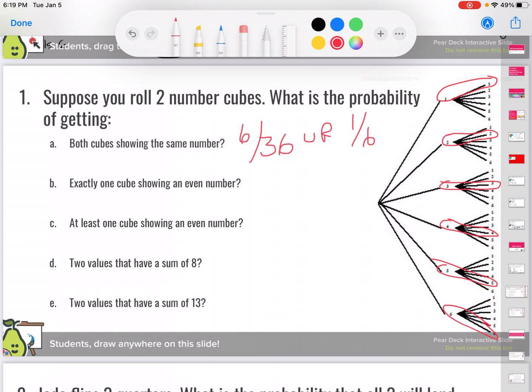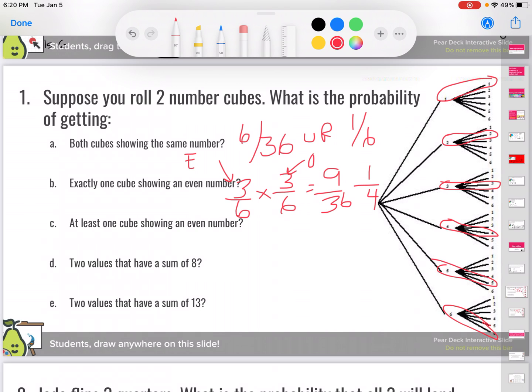So it would be 6 out of 36, since 6 groups of 6 would be 36, or 1/6, either of those probabilities. Exactly 1 cube showing an even number. Ooh, okay, 1 cube showing an even number. So half of the cube's options are even, or I could rewrite it as 3/6 are even numbers, and exactly 1 cube is showing an even number, which means that the other cube would have to show an odd number. So that would be times 3/6. So these would be the evens, and these would be the odds. So that would be 9 out of 36, which could be 1/4.